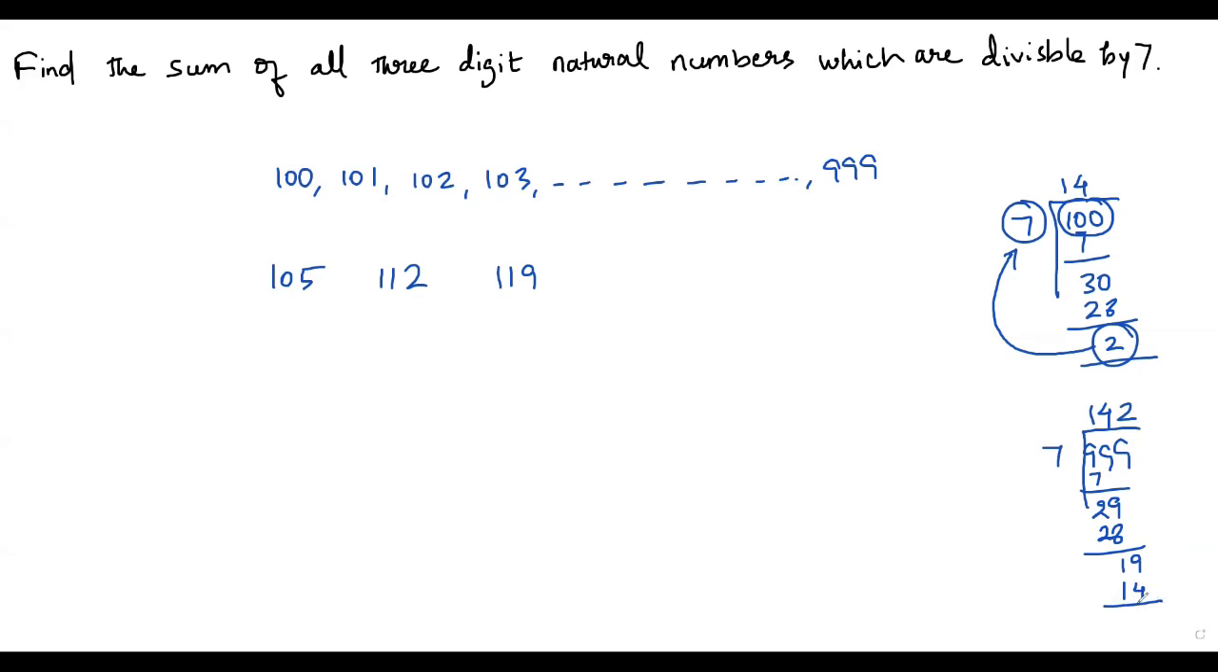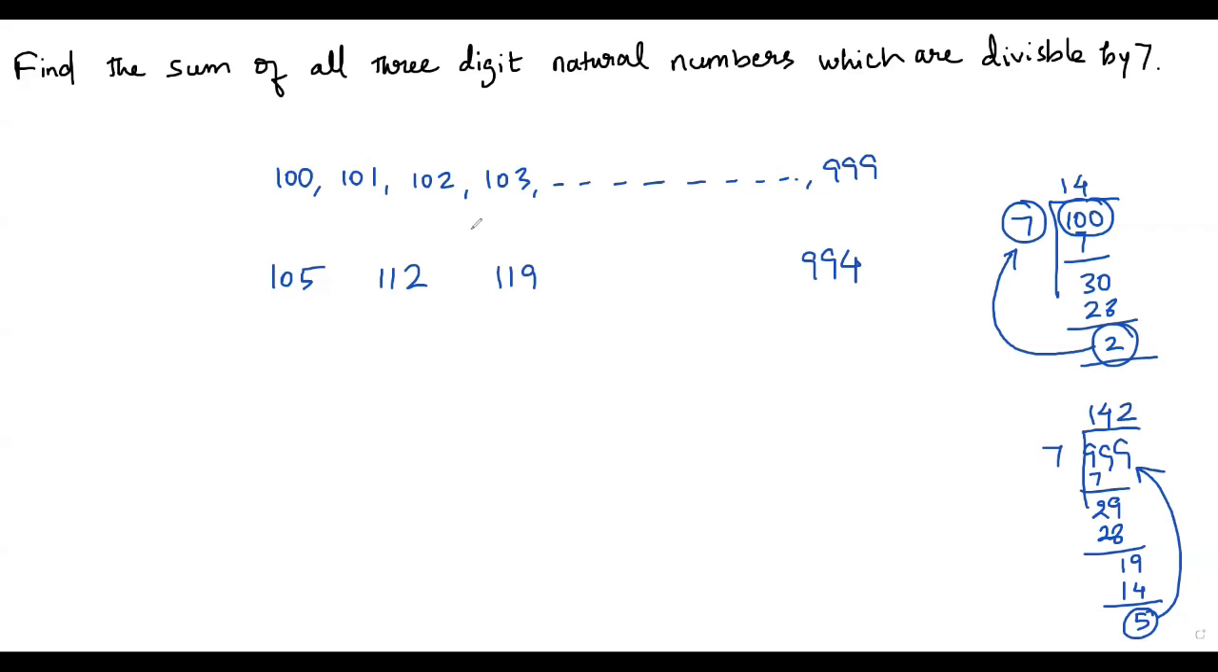When I subtract 14 from 19, I am getting 5. Okay, the last 3-digit natural number 999 is not divisible by 7 because when I divide it by 7, I am getting the remainder 5. So how do we get the last 3-digit natural number which is evenly divisible by 7? For that, we subtract the remainder 5 directly from the dividend 999. When I subtract 5 from 999, I am getting 994. So this is the last 3-digit number which is evenly divisible by 7.